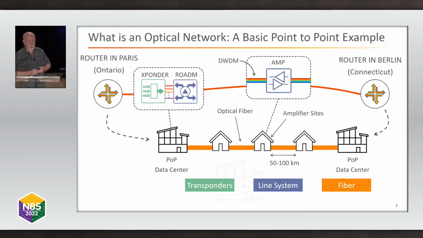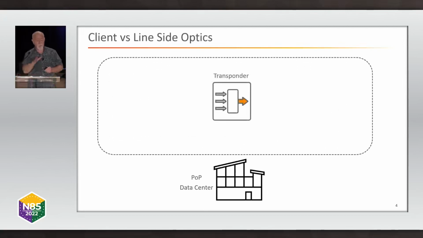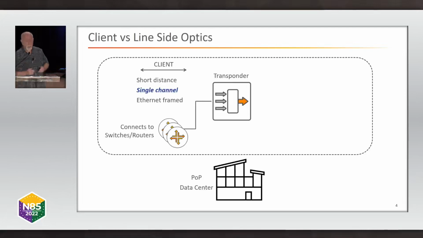If we'd have to have individual devices for every different wavelength, WDM would not be an economic technology. I also want to tell you the difference between client and line-side optics, because you may be a lot more familiar with client optics. So if we zoom into the transponder itself, which is the demarcation point between these two, on one side you have client optics. And these are typically short distance, single channel, and Ethernet framed, 100 gig E, 400 gig E. You connect those into your switches or routers.